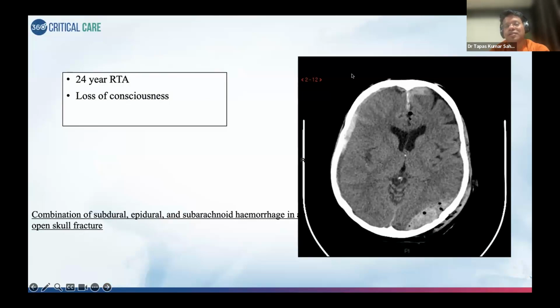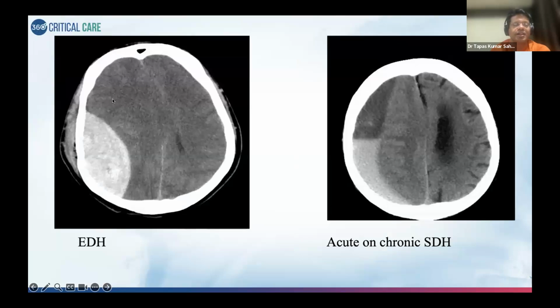Okay. So this is a very interesting CT finding. Don't rush for the answer. You have seen SDH, and immediately you are answering SDH. No, you can see also there is EDH on the other side. Okay. Now EDH looks like this. Acute on chronic SDH looks like this.